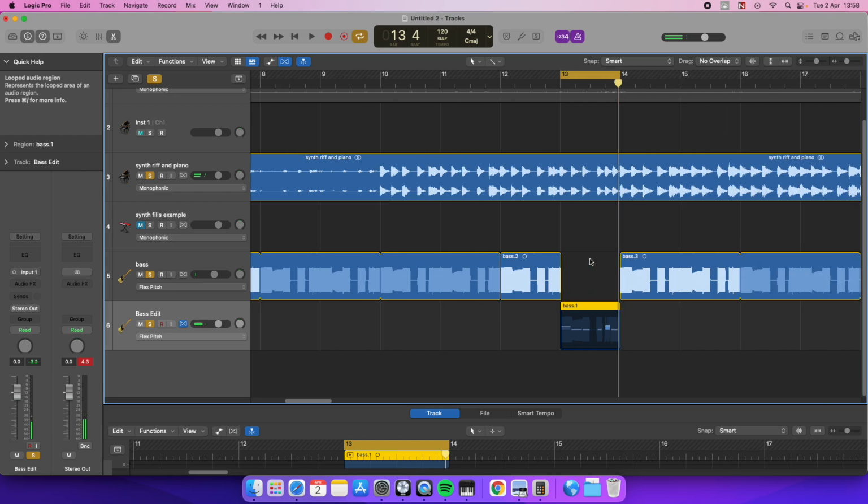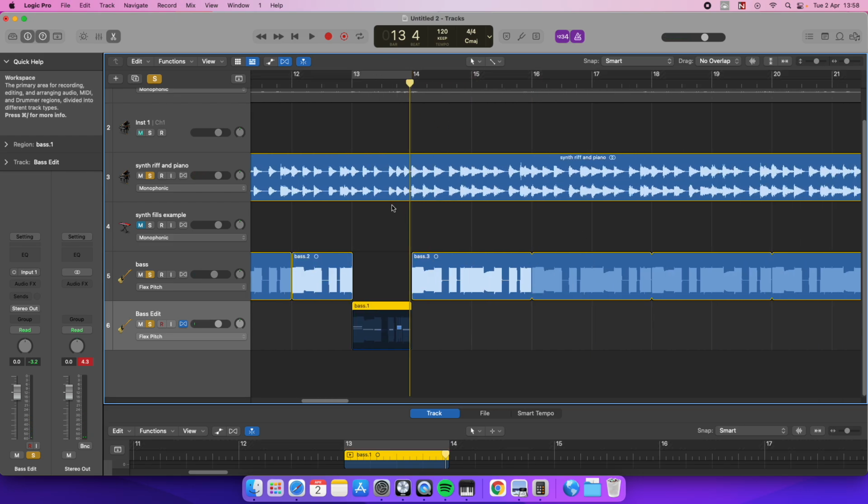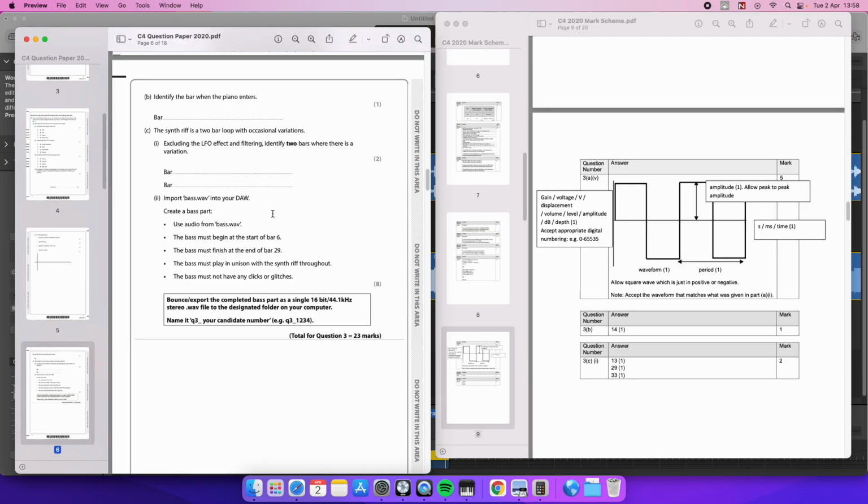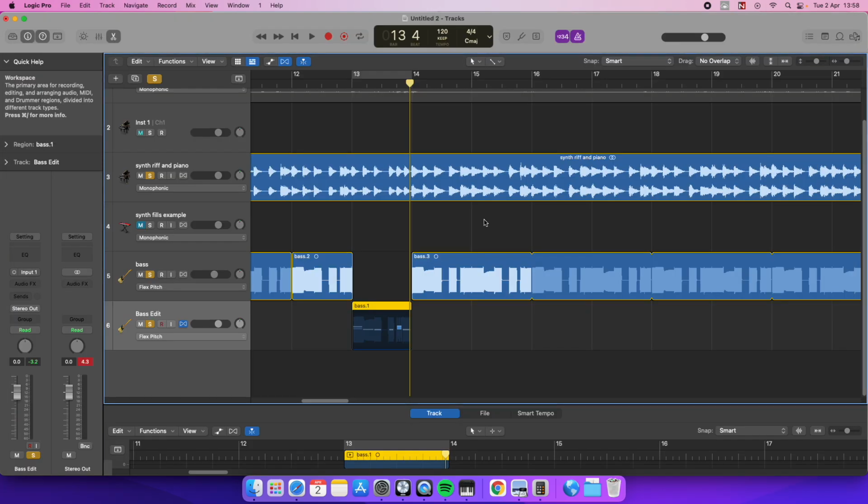So let's keep listening to our bass loop until we find another variation. Although it did give us the variations, didn't it? Or we guessed them, but let's just keep listening.